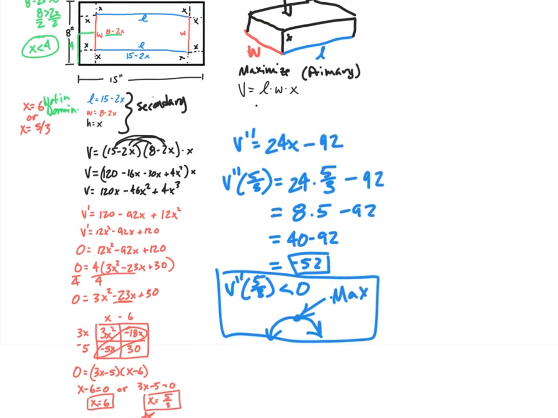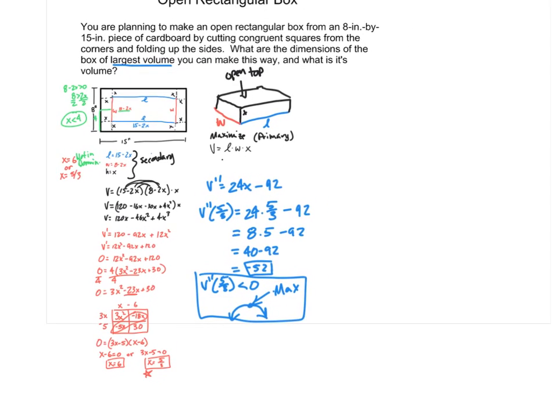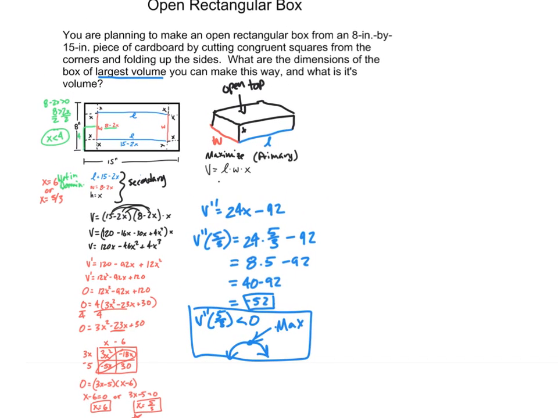Okay, and now we still have to go back and answer the question. And the question is, what are the dimensions of the largest box? Okay, or the box of largest volume that you can make this way. So what you need to do is, we know that the height of this box is equal to 5/3 inches.